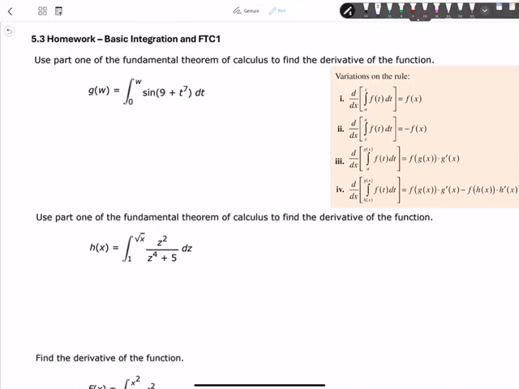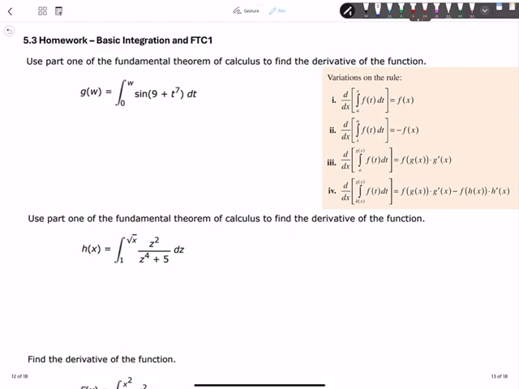In this video, we're going to continue looking at problems that deal with the fundamental theorem of calculus part 1, also referred to as the do-nothing theorem. All right. So for this first problem, we are given g of w is equal to the integral from 0 to w of sine evaluated at 9 plus t to the power 7 dt.